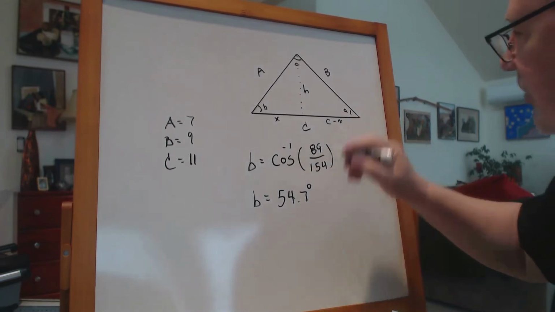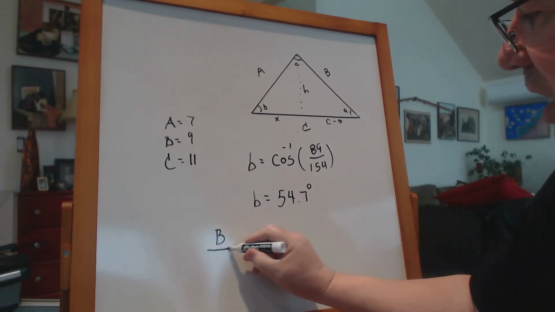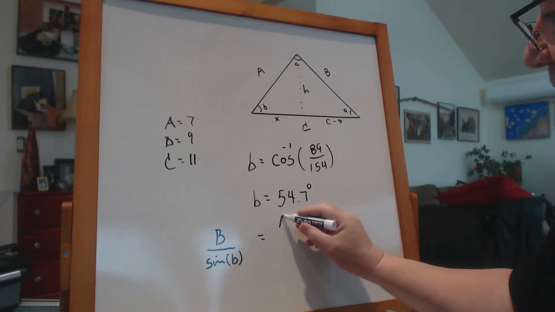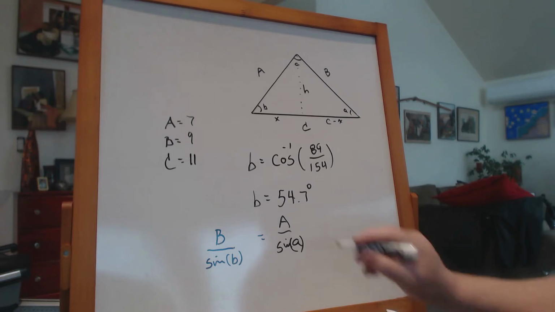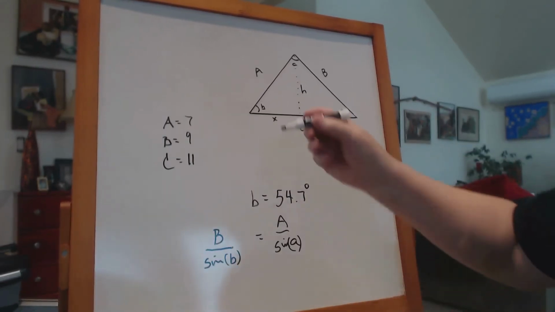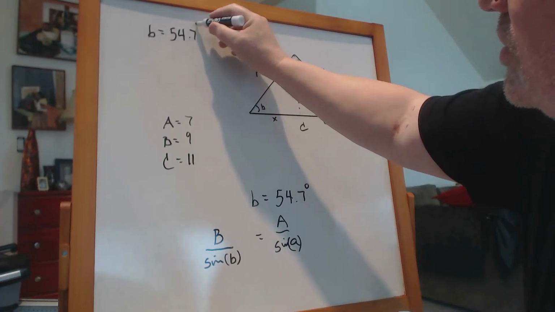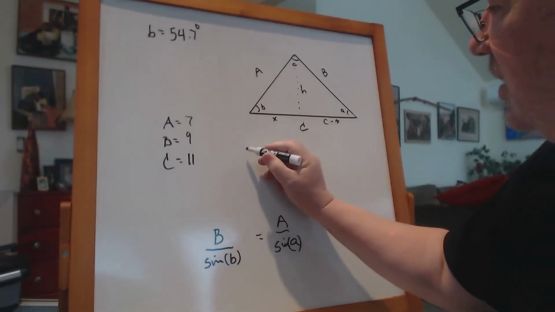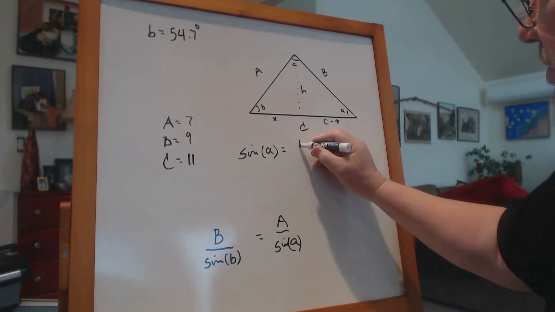So we got one angle, but then what's A? Well, remember, B on sine B is equal to A on sine A. Well, we have three of the pieces of information. We will write down B equals 54.7 degrees. And we have this law of sines that we can use. So sine A is equal to B on A.